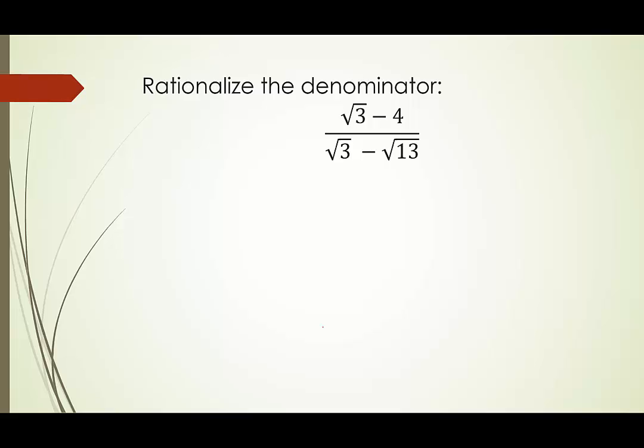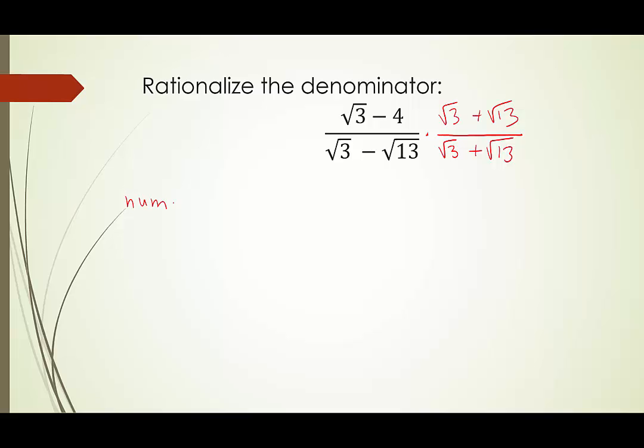In our next example, we want to rationalize the denominator. Shocking. We're going to multiply by the conjugate of the denominator. That would be root 3 plus the square root of 13. Root 3 plus the square root of 13. And now we're going to focus on the numerator.